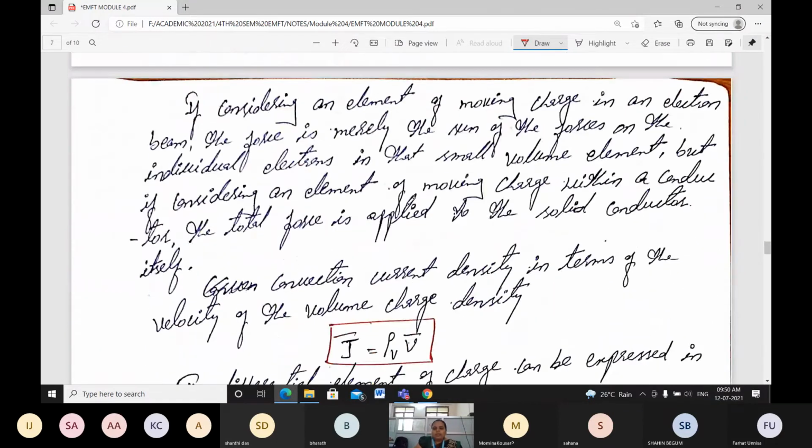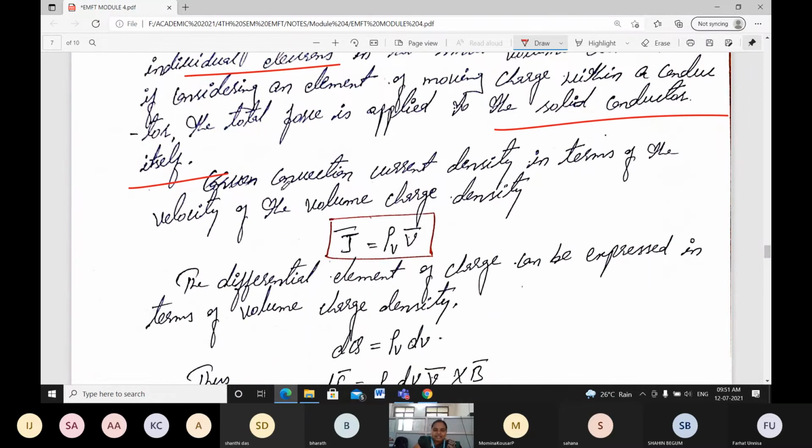This is one part. Next, one more, a small derivation will come across. If considering an element of moving charge in an electron beam, the force is taken as the sum of the forces on the individual electrons in that small volume element. But if considering the element of moving charge within a conductor, where the total force is applied to the solid conductor itself, where still there is no movement, in such cases we are going for this.